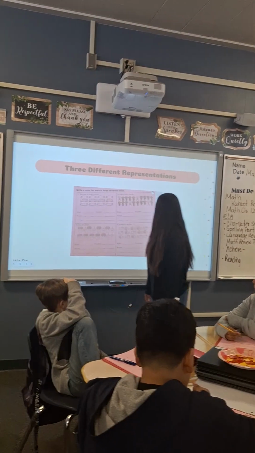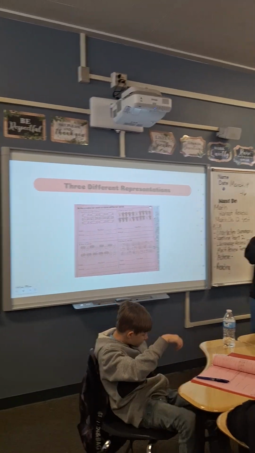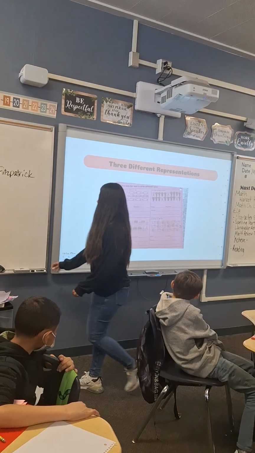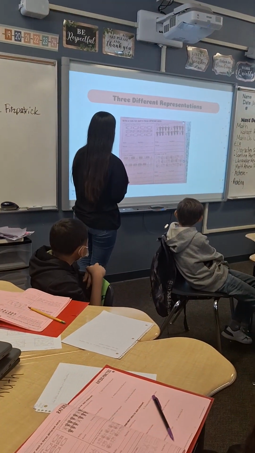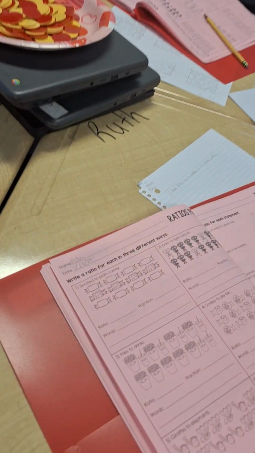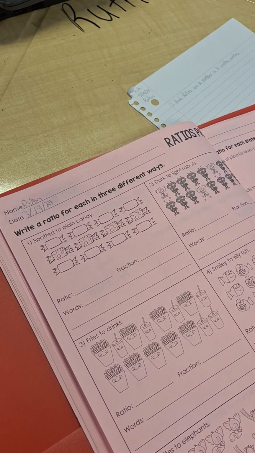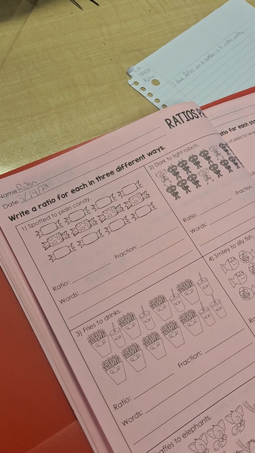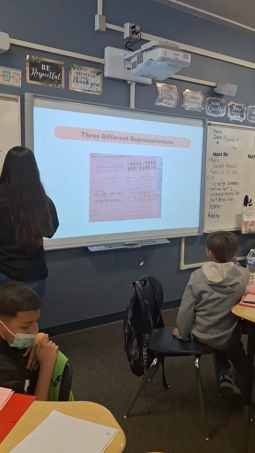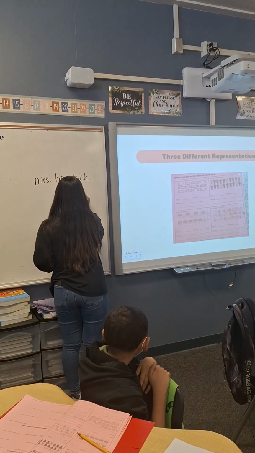You guys should be on this page, right? And so we're going to work on the first problem together. So it's asking us to write three different ways in which we could write the spotted to the plain candy. So it's asking us in the symbol form. When you guys see ratio, it's asking you to put the numbers in this form.